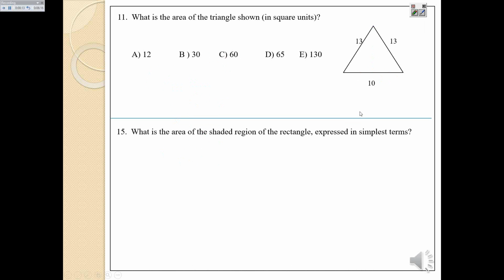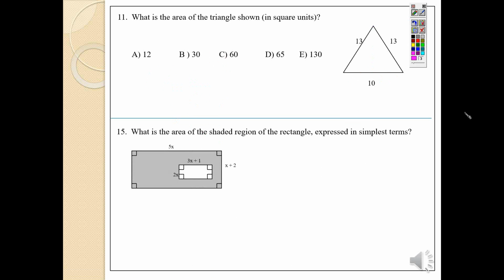What is the area of the shaded region of the rectangle expressed in simplest terms? Oh, well, this is going to take some algebra, isn't it? All right, we can do that. You want to know the area of the shaded region. So clearly, we have to know this big area minus this area. All right, so area 1 is going to be our big one. It still equals the length times the width in this rectangle. So we've got 5x times x plus 2, right? Do a little multiplying here. We should have 5x squared plus 10x. Okay, and that's our area.